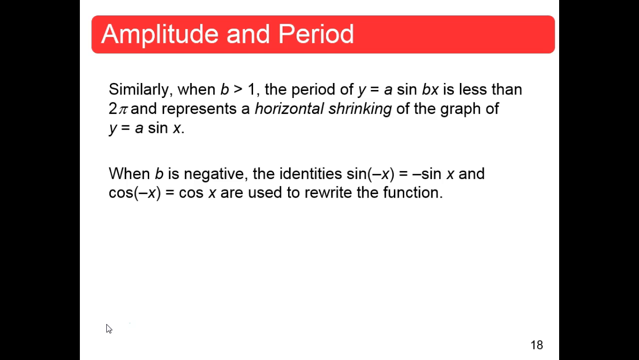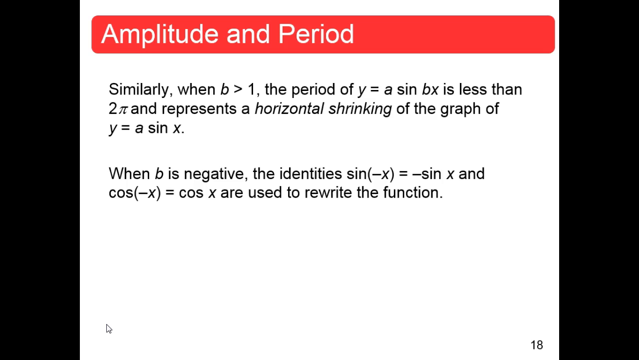Similarly, when b is greater than 1, the period of y equals a sine bx, or y equals a cosine bx, either one, is less than 2 pi because you're dividing by a number greater than 1. So it's going to make your period less.